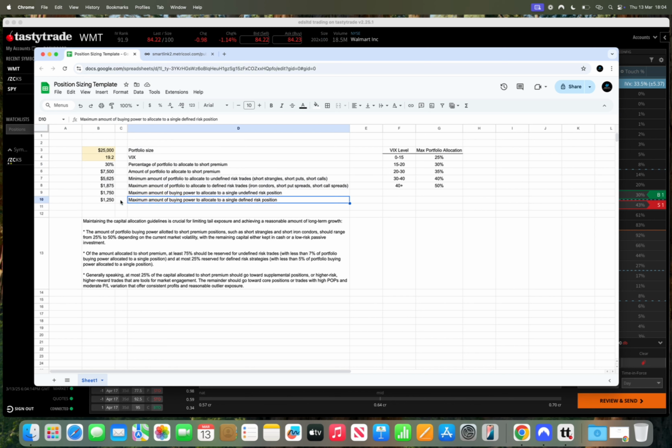Keep in mind that these numbers here are the maximums that you should be allocating. These are not the recommended amounts that you should be allocating. These are the maximums. So if your maximum amount of buying power to allocate to a single defined risk position is $1,250, maybe your average position size should be around $500. But this is just a guideline to show you that you should not be going over these limits. Okay, if you were to use the maximum amount of buying power for your position, that says that you have absolute conviction that this trade is going to work out. Okay, so as long as you're sticking to this, you'll be absolutely fine.